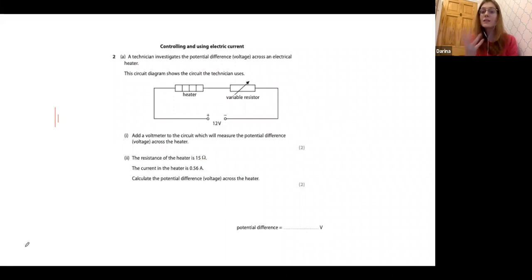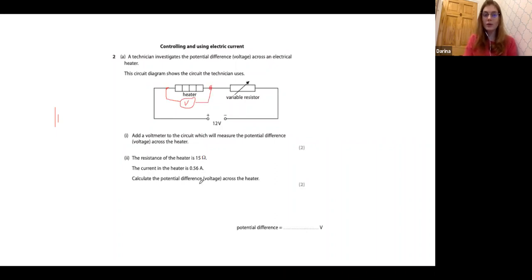Right, well done. So the technical term for this is in parallel. You connect voltmeters in parallel, and that just means around on a separate branch. So if I wanted to measure the voltage across the heater, I put my voltmeter here, on a separate branch. And well done, everyone who got that.